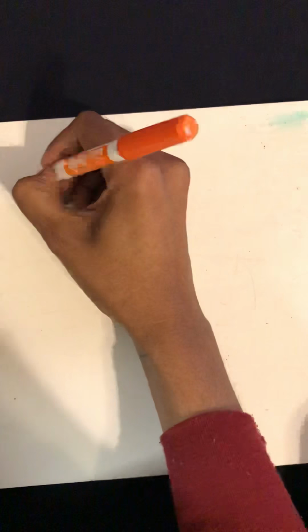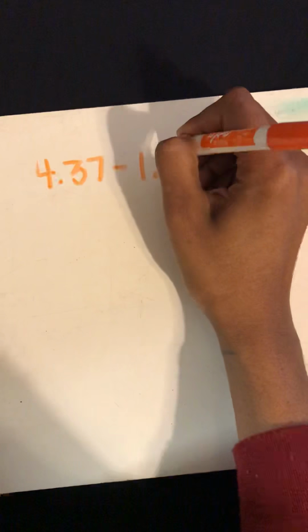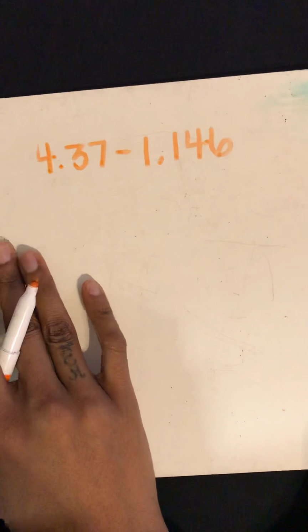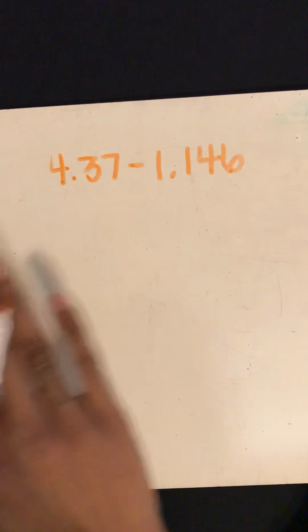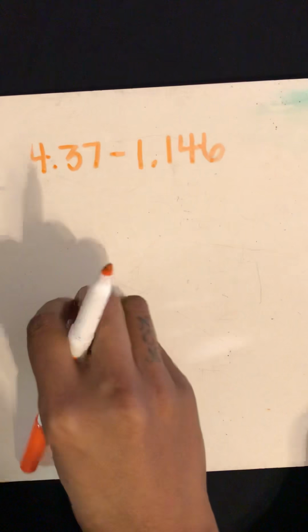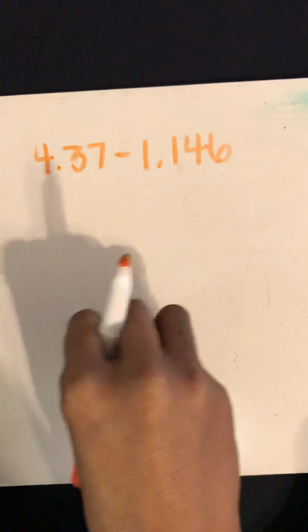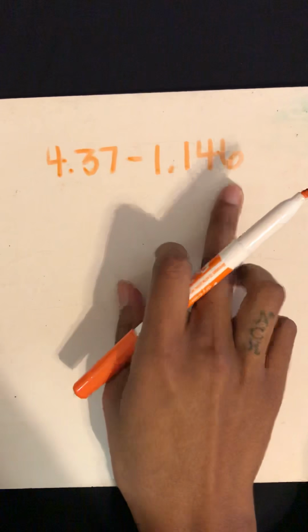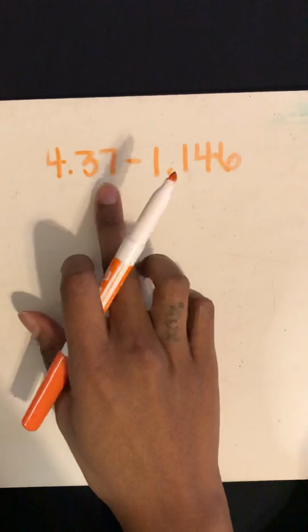If I want to subtract, I have 4.37 minus 1.146. The most important thing is that we line up the decimal points whenever we add or subtract decimal numbers. This ensures that we add or subtract digits with the same place value. In this example, notice that there's no digit to subtract from the 6, so we can fill it up with an empty 0 because 4.370 equals 4.37.